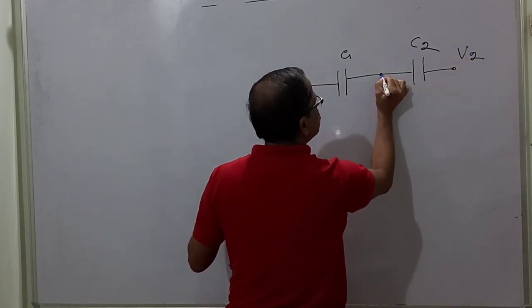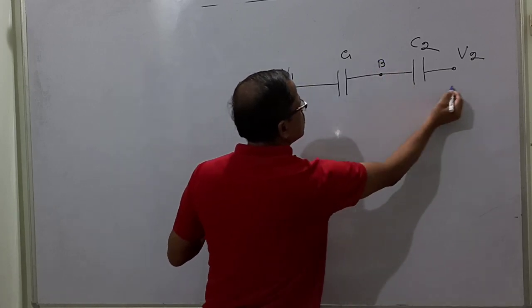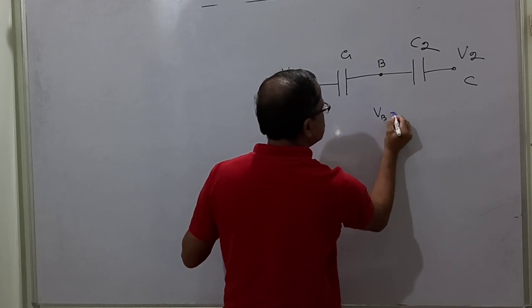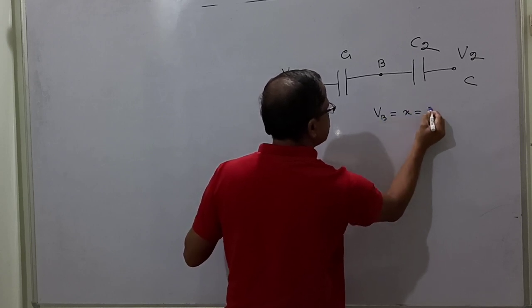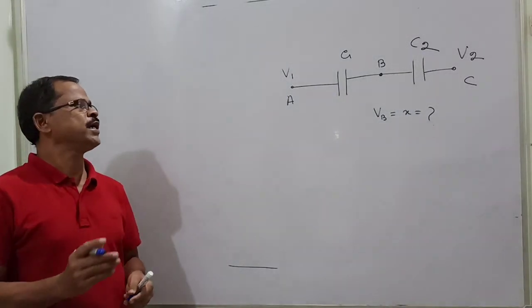Let us find out the potential. Let's say this point is A, the middle point is B, this point is C. I have to find out the potential of the point B. Let it be X, that value I have to find out. That is your question. So again I am repeating.